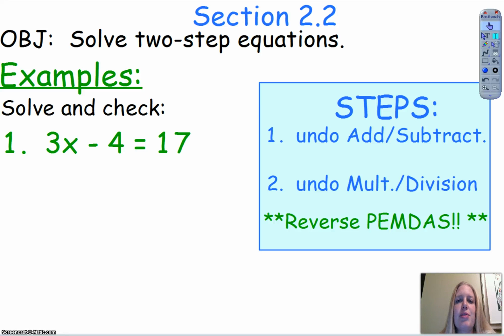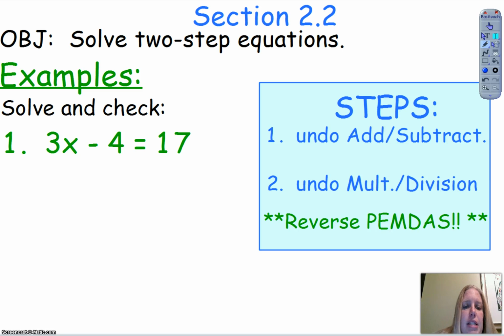Hi guys, today we're going to do section 2.2, which is solving two-step equations. First we're going to do a bunch of examples, and I want you to write down the steps that are here in the blue box. It's like you're doing reverse PEMDAS. So we're going to undo addition and subtraction first, and then we're going to undo multiplication and division.